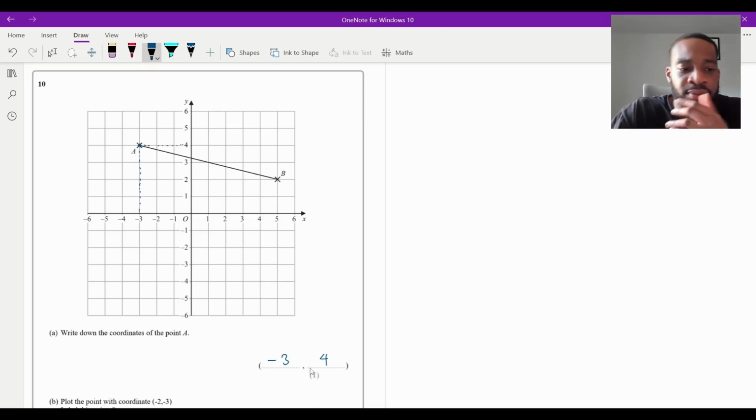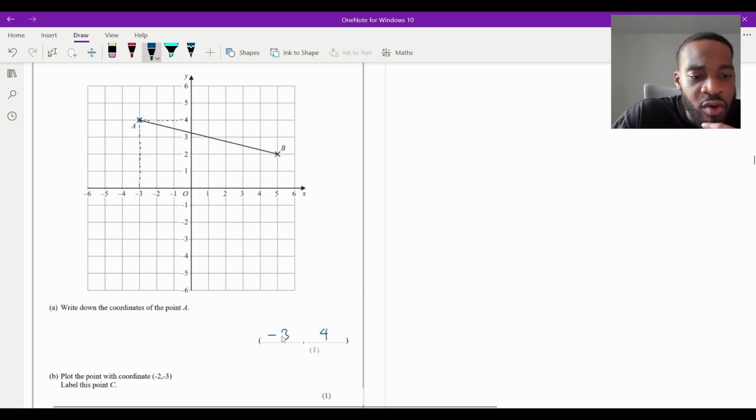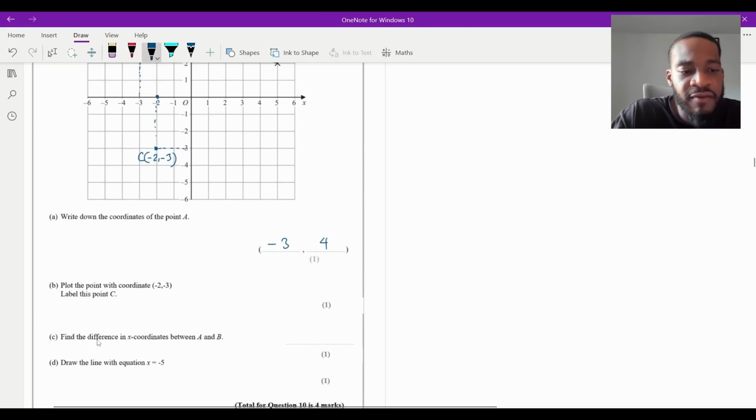So okay, that's done. Part B says plot the point with coordinates -2, -3, and label this point C. So where is -2 on the x-axis? That's going to be over there. And then I'm going to go down to -3, which is going to be over here, isn't it? So this is going to be the point C. And I'll just label this -2, -3. So that's done.